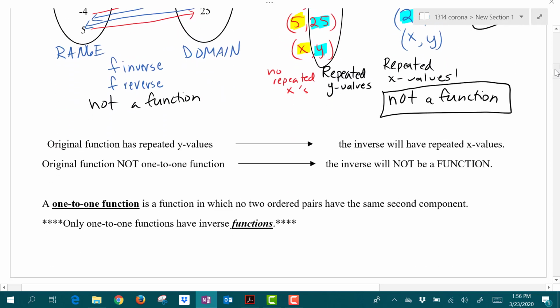So here's some important facts here. If the original function has repeated y values, the inverse will have repeated x values. If the inverse has repeated x values, then the inverse will not be a function. The original function, if it's not one-to-one, then the inverse will not be a function. A one-to-one function is a function in which no two ordered pairs have the same second component. So we want no repeated y's in that original function. We want the original function to be one-to-one. If the original function has repeated y's, or if the original function is not one-to-one, then the inverse will have repeated x's and the inverse will not be a function.